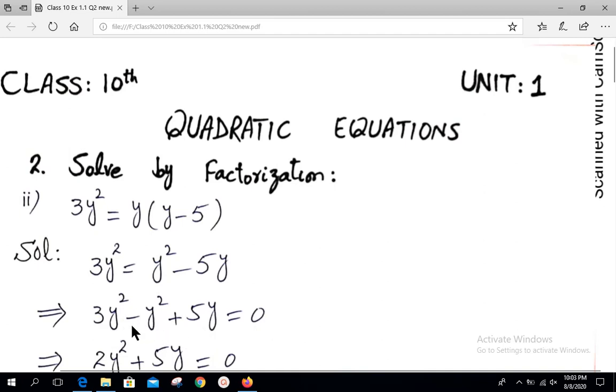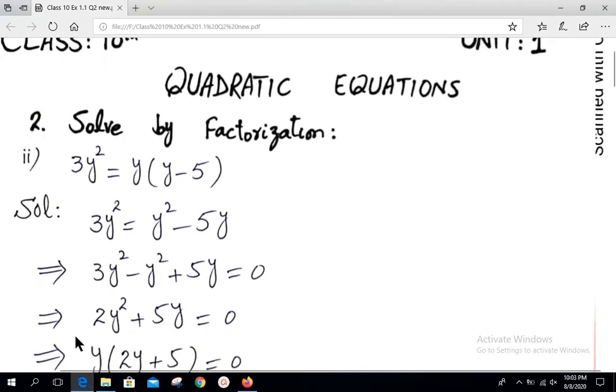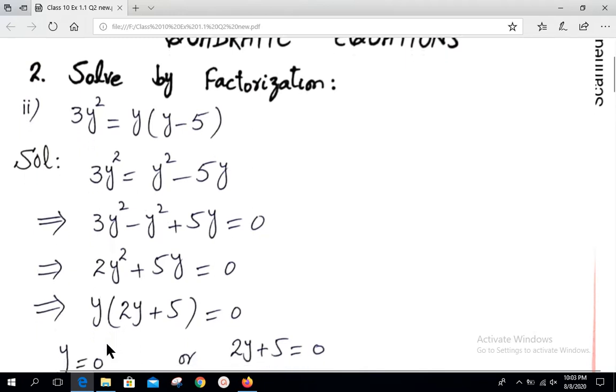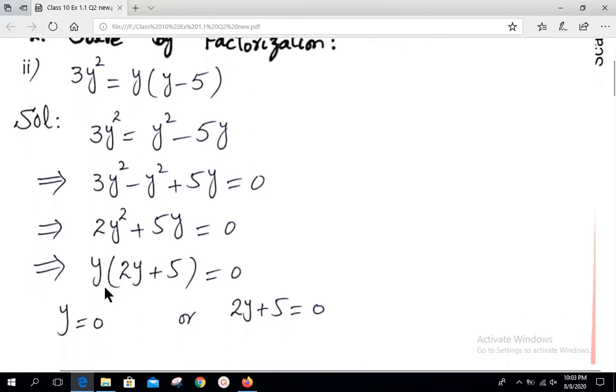Simplification of 3y square minus 1y square gives us 2y square, and we move next to 2y square plus 5y is equal to 0. Taking y as common, y into 2y plus 5 is equal to 0. Here the product of these two is equal to 0, means either the first one is equal to 0 or the second one is equal to 0.